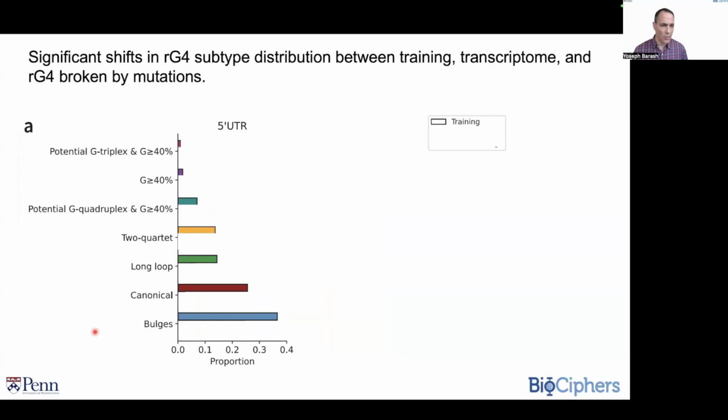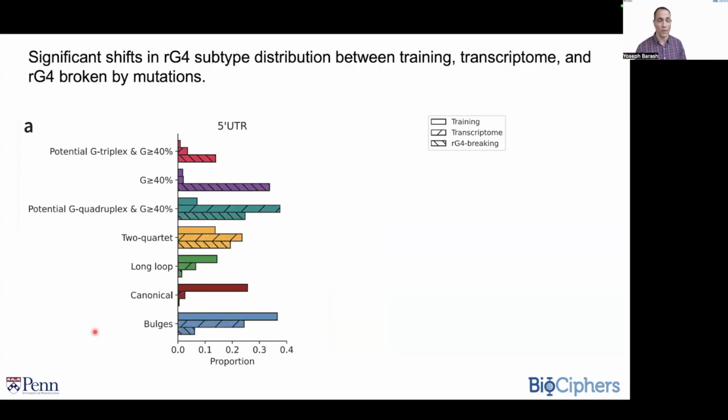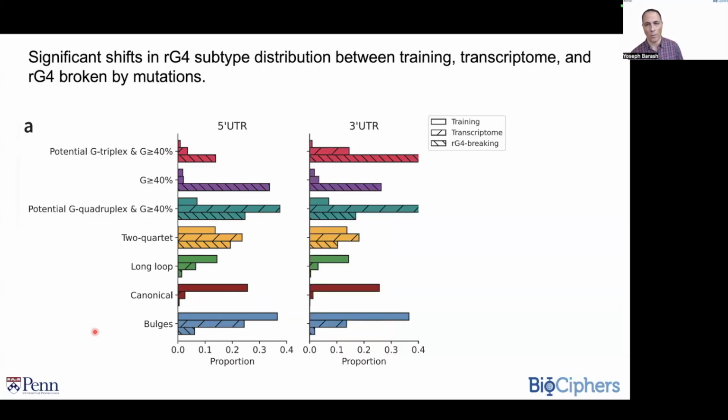We then look at the distribution of the various subtypes. So this is the distribution that we had in our training data from RT-stop, and you can see a high representation for long loop, canonical, and bulges. But when we look at the transcriptome and the RG4 breaking ones that we found in the transcriptome, RG4 breaking by the predictions of the algorithm, we see a very significantly different distribution. We see much higher enrichments for those motifs with high G content around them, and we see way less canonical ones. Okay, and we see this for the 5' and we see the same thing for 3'.